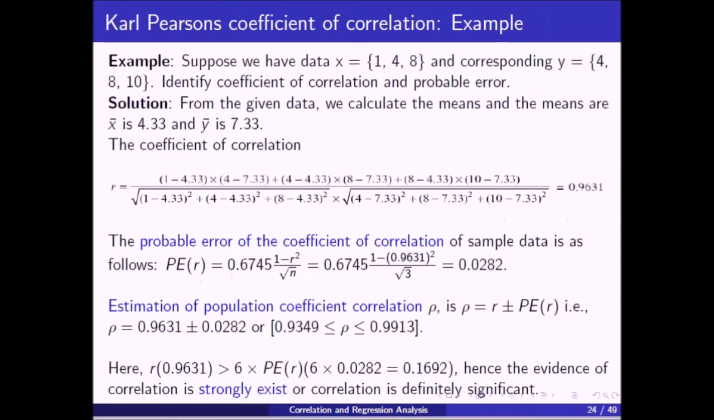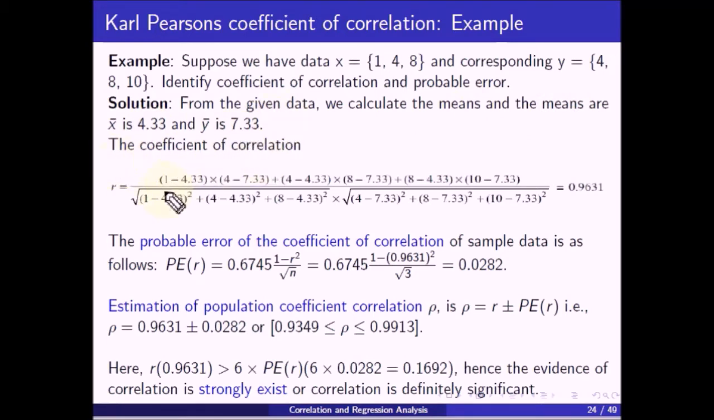Now we can see one simple example. Suppose we have data x values 1, 4, 8 and the corresponding y values 4, 8, 10. Identify the coefficient of correlation and probable error. From the given data we calculate the means: x bar is 4.33 and y bar is 7.33.